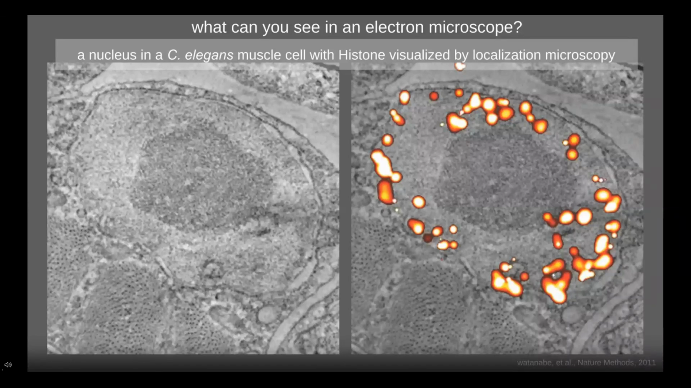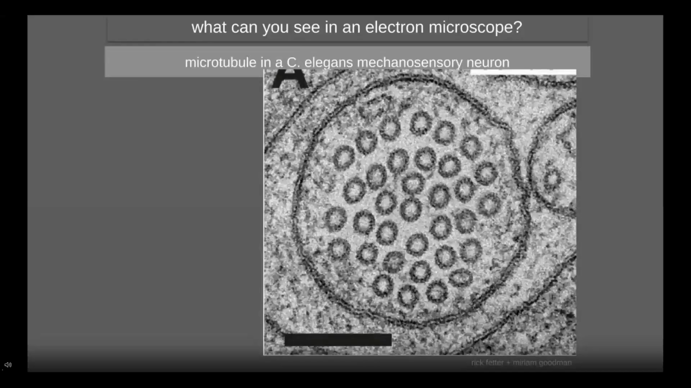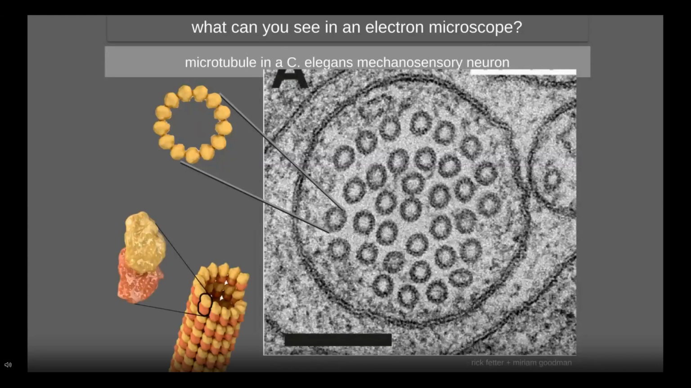Electron microscopy is also great for looking at protein complexes. You can look at these sensory neurons in C. elegans in this case, and you can see the microtubules and how the protofilaments are organized in this particular image. And as you know, the protofilaments basically look like this. If you do a 3D reconstruction of these images, you can even look at the protein complexes from these images as well. And so electron microscopy can really get down to protein resolution, especially with cryo-electron tomography these days.